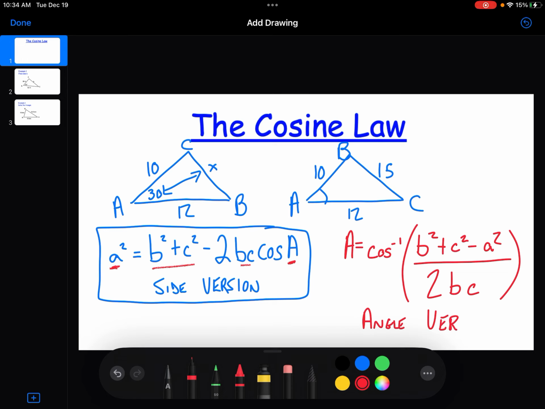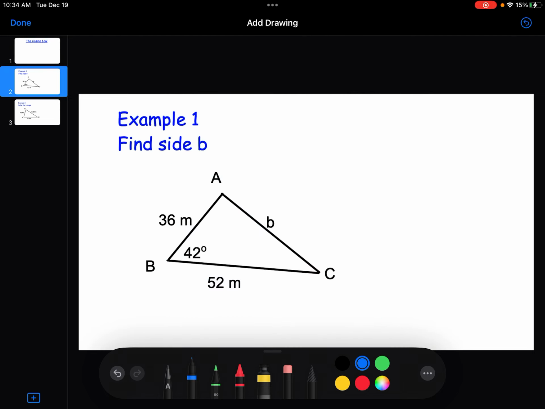Sometimes I'm going to change it slightly because I feel like this would help us out a little bit. Sometimes it's easier to look at if we have cos A is equal to all of that. And then all we have to do at the end is take the cos inverse once we've solved for those values. So let's look at two examples.